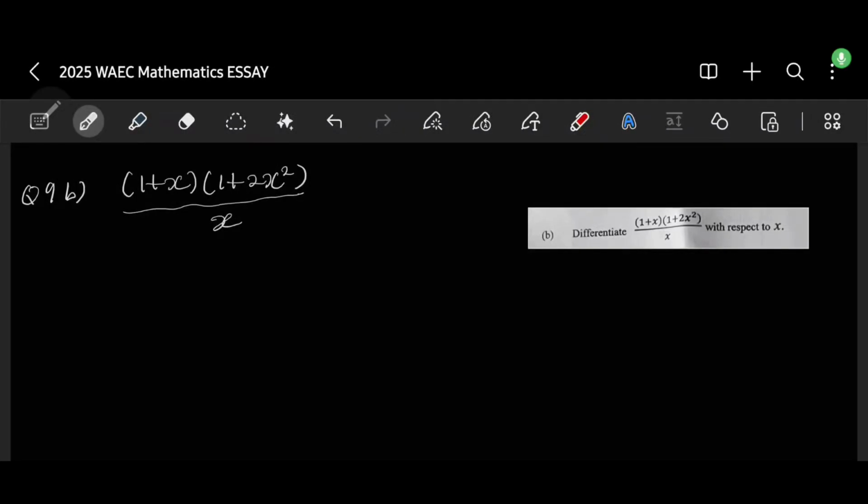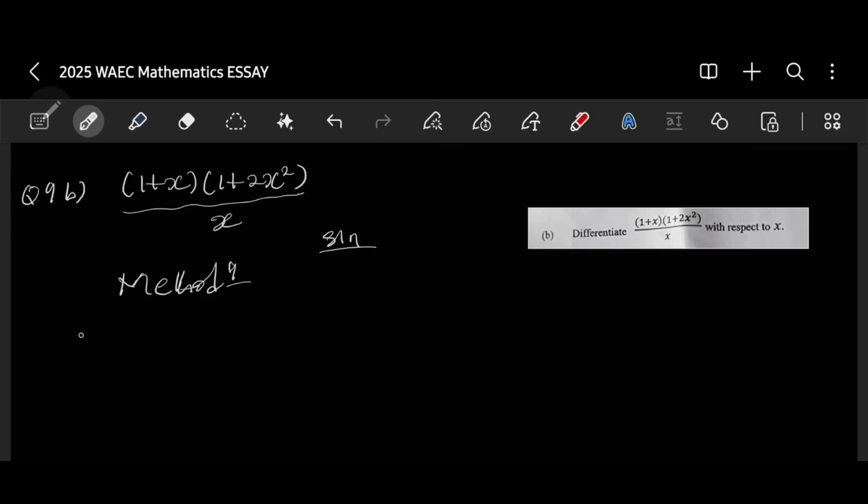In 9b, we are asked to differentiate (1 plus x) times (1 plus 2x) squared, all over x. So we have division. I'm going to quickly show you two ways we can differentiate this. The first method, I'm going to use the quotient rule of differentiation.